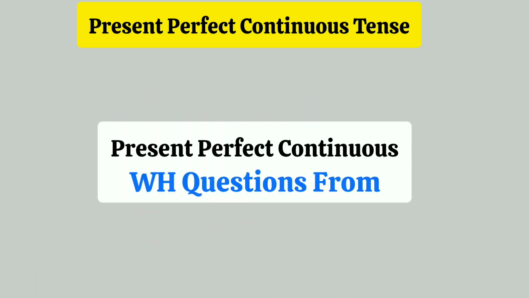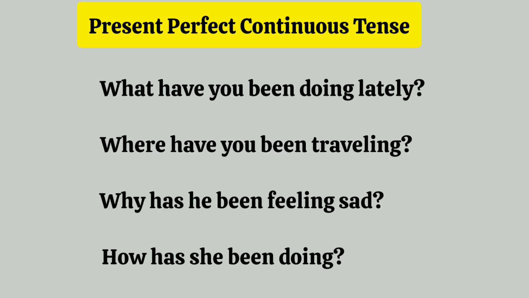Now we will take a look at how to form WH questions in present perfect continuous tense. Here are the examples. What, where, why, how. The first one says, what have you been doing lately? I can answer this question by saying I have been working, or I have been studying, I have been cooking. The next one, where have you been traveling? And the answer could be I have been traveling in the US, I have been traveling in Europe.